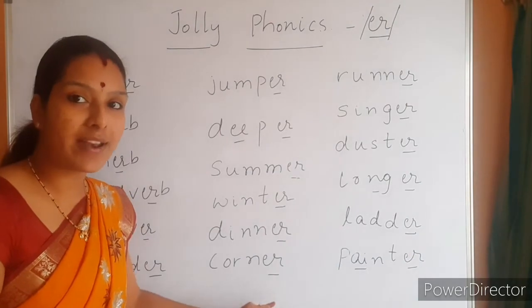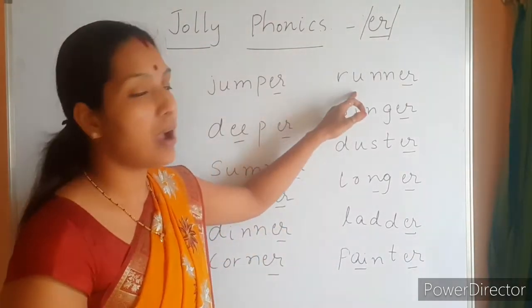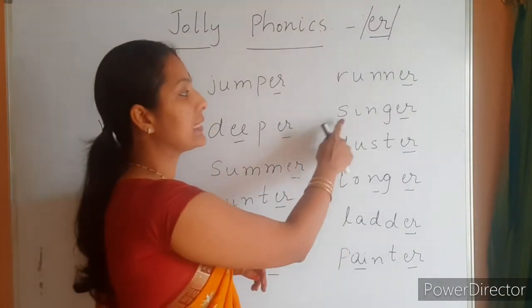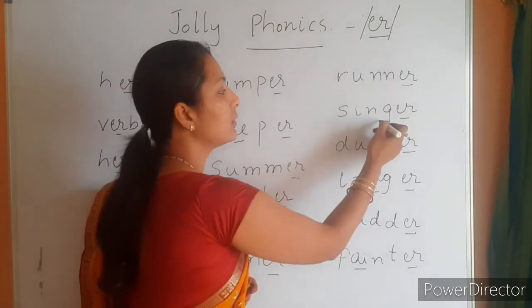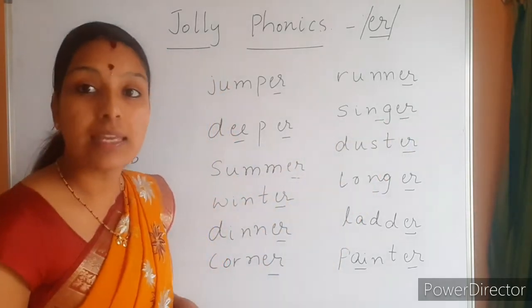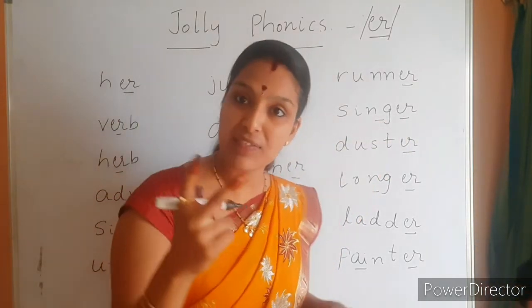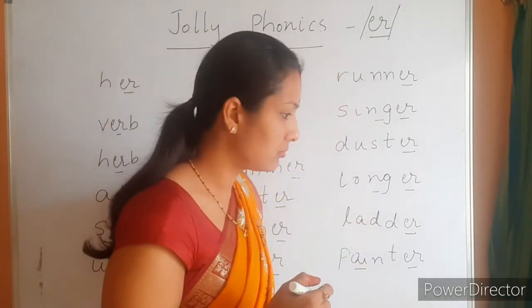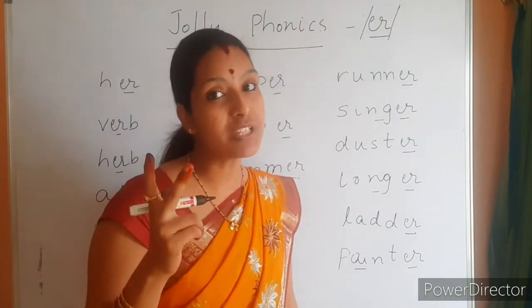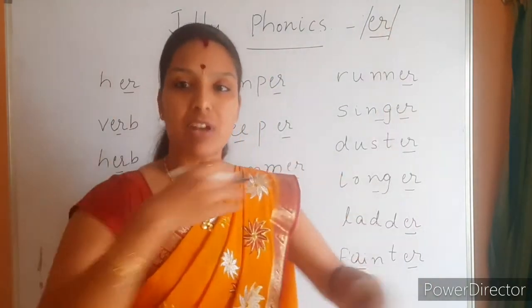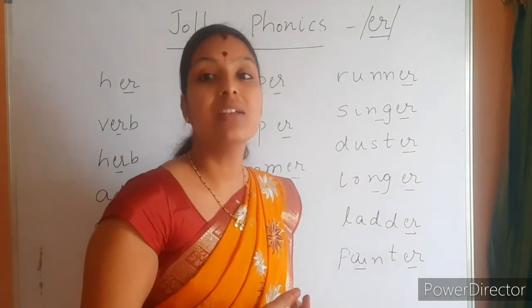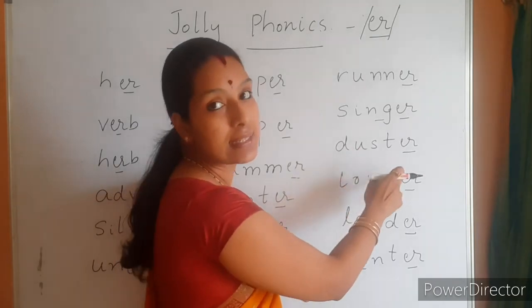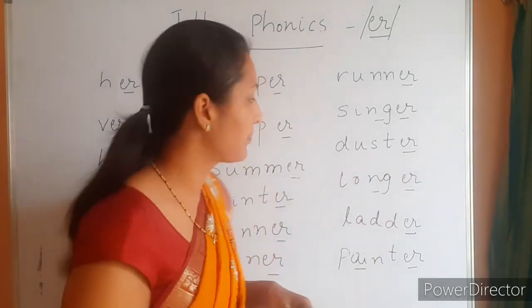R-N-R corner. R-N-R runner. S-I-N-R singer. Here we have two digraphs. One is and one is r. The word is singer. D a s t r duster.